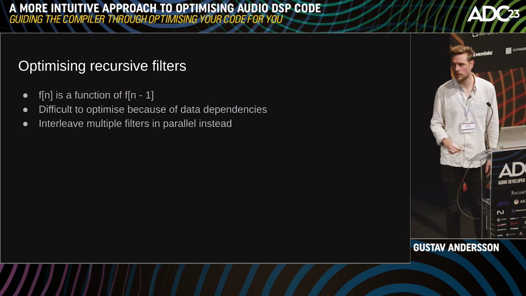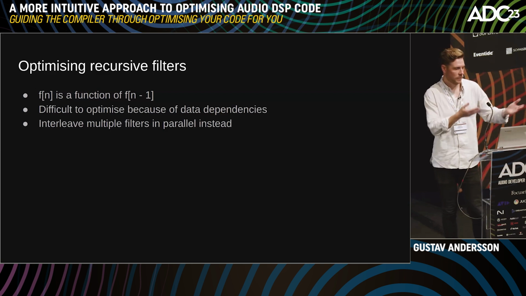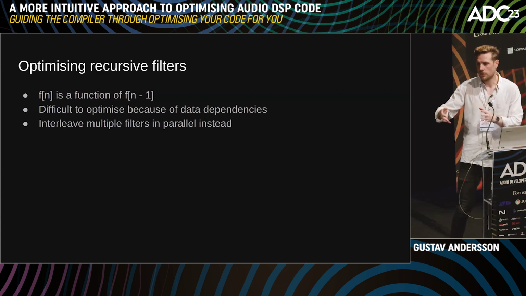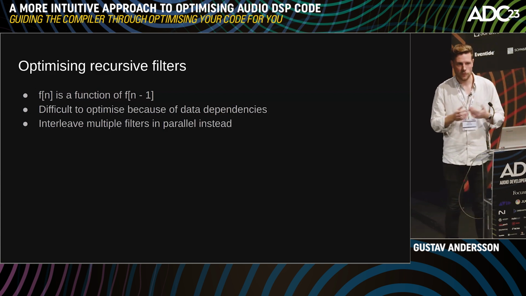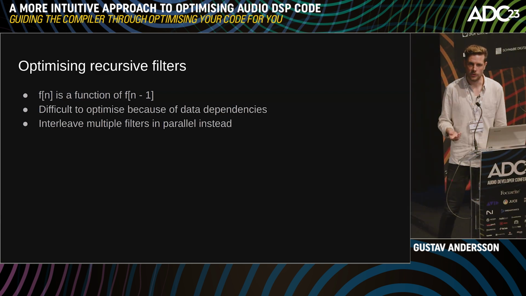My final point is on going back to something I've mentioned a couple of times in the talk, that we have these recursive algorithms in DSP a lot, like all our IIR filters, all the stateful things where we update the state every time. We have f of n as a function of the previous values. And this is very difficult for a compiler to optimize. One, because it often introduces pipeline dependency, so the pipeline throughput will be low, and it's also very difficult for the compiler to vectorize this because of these dependencies.